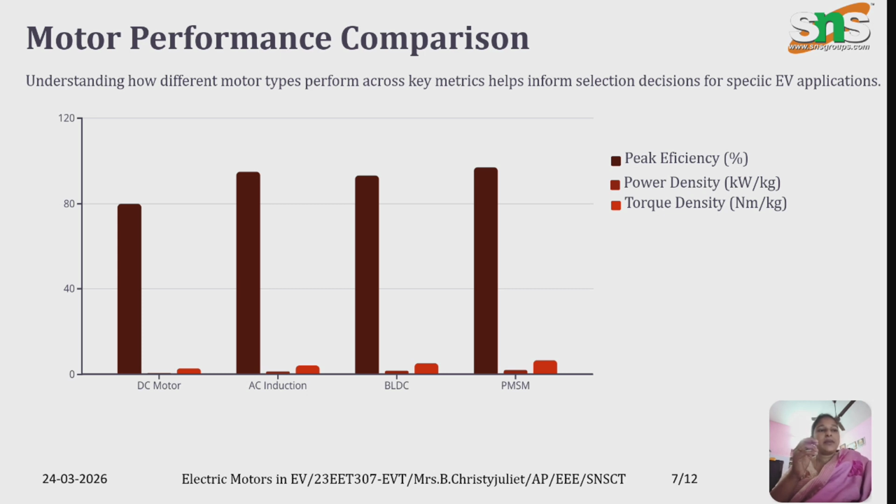Now let's compare all motors. We look at efficiency, power density and torque density. From the graph it is observed that PMSM gives highest torque and efficiency. The next is the BLDC, which provides good balance of cost and performance. Then the AC induction motors, which are strong and highly reliable, and the DC motor is quite simple but outdated.